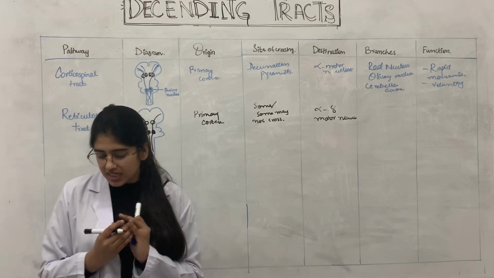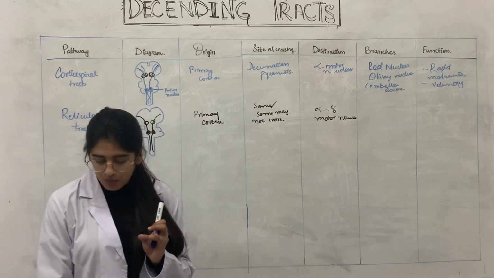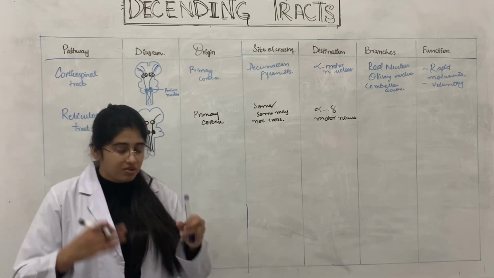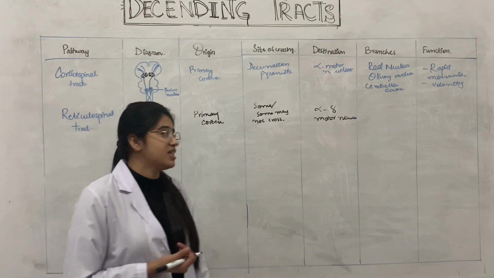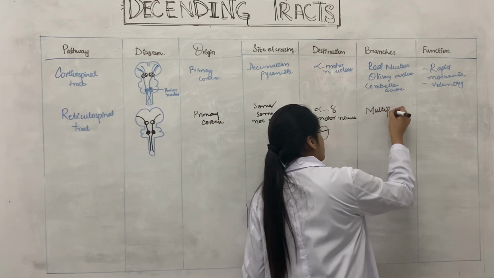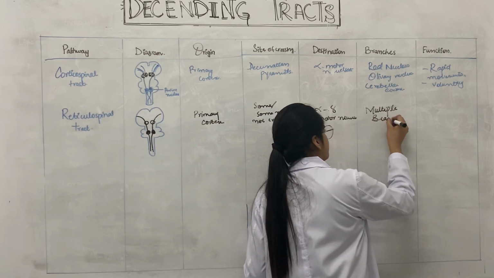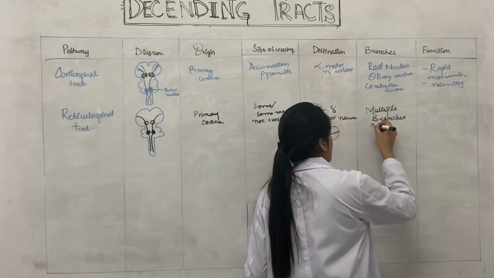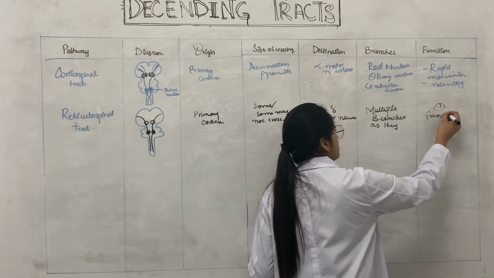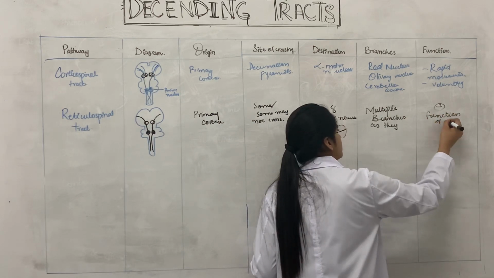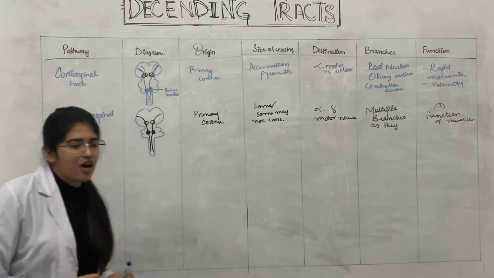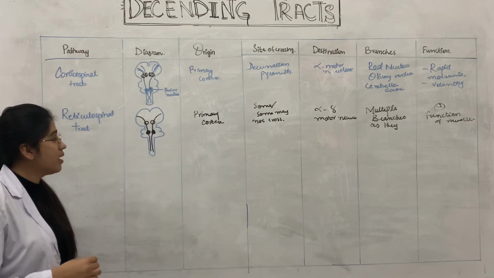How many branches is it giving? It is giving multiple branches as they descend. So it inhibits the functions of muscles if not needed. Okay, this is how they are forming their cells. This is how they are present over there.